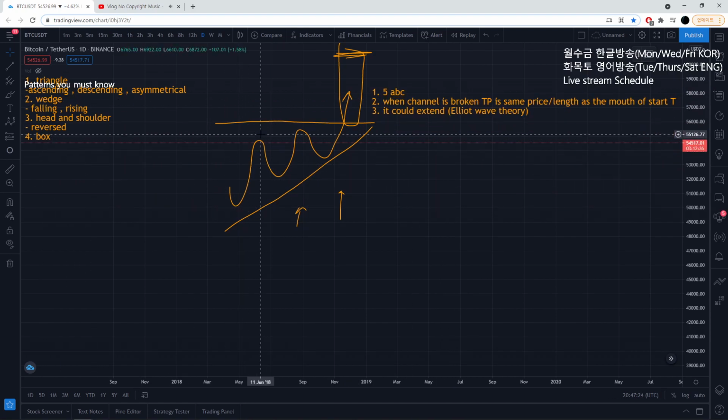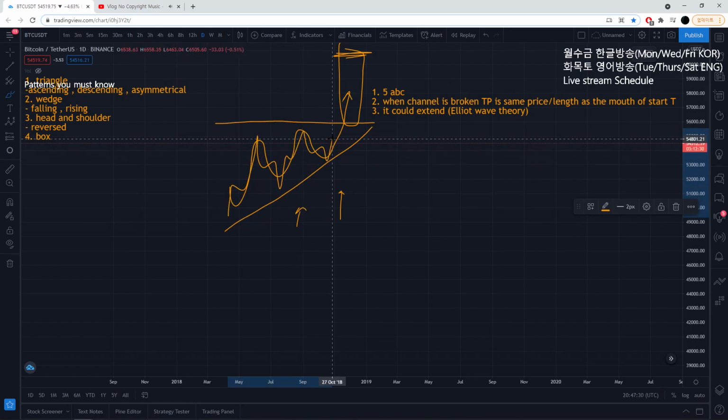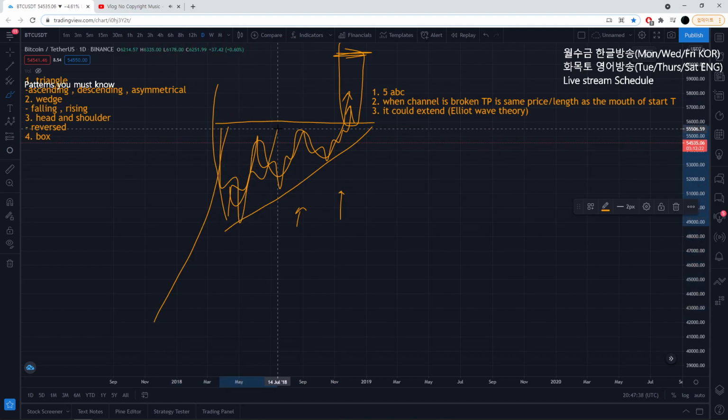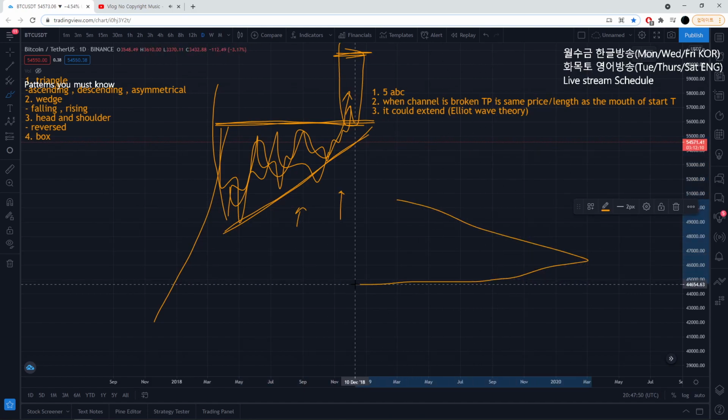Alright, so that was ascending, right? So 5 ABCs, meaning ABC, ABC, ABC, ABC, ABC, and then going up. It could come from here or come from here. So this could be ABC, ABC, ABC, whatever, it does not matter. The important thing is that the price is the same at the top and the price is rising at the bottom. That's ascending.